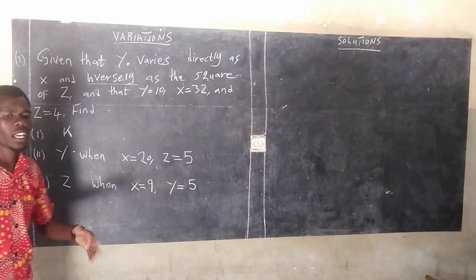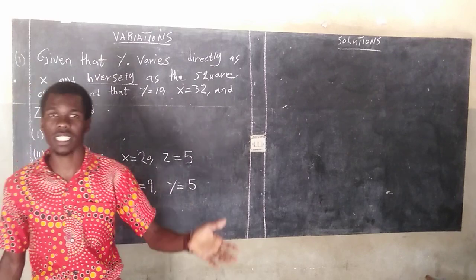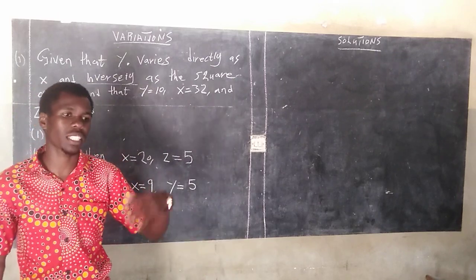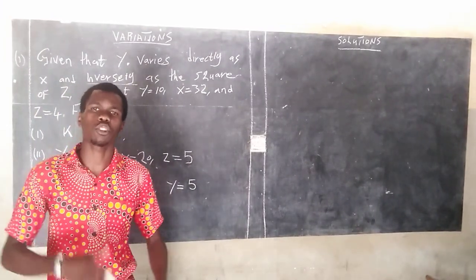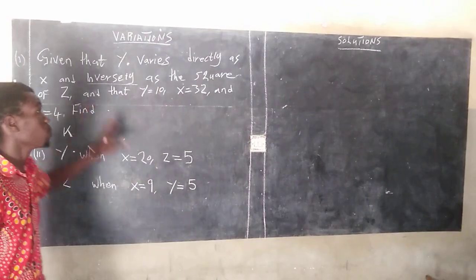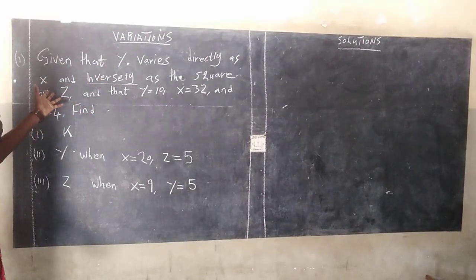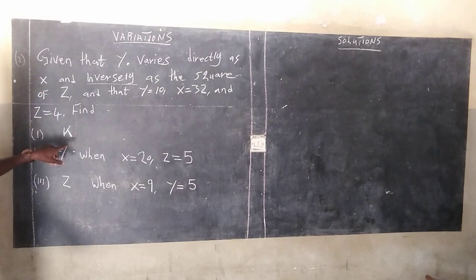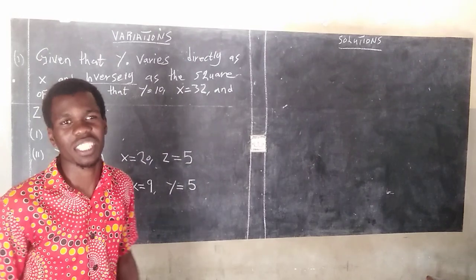It's like I'm sending you to town. I'm telling you to go and purchase different things, a car and this thing, but you're also going to purchase the thing which I'm not going to mention. This is what it means here. The statement is talking about y, z and x, but the question is saying find k, which has not been mentioned in the statement.